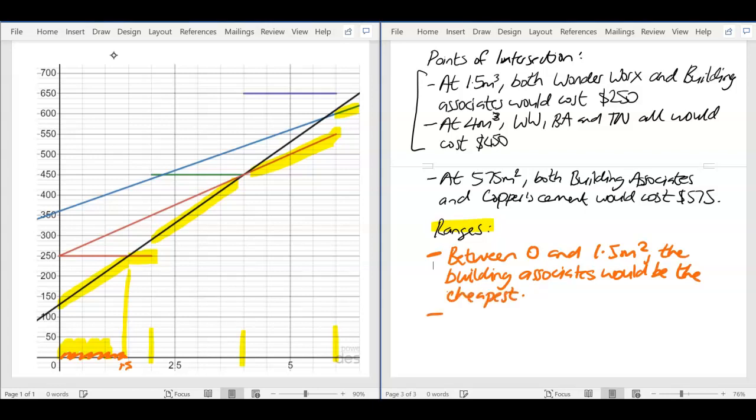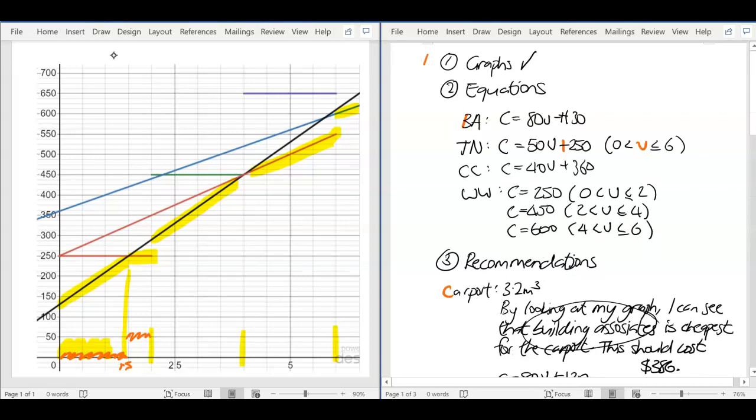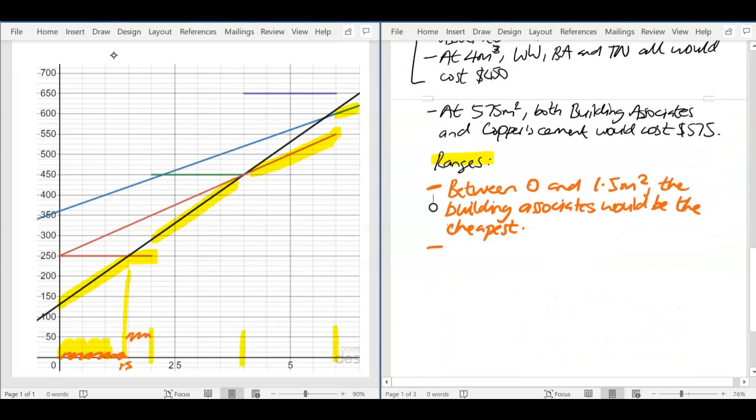We then carry on with our next portion. So we're back on the other graph. So between that 1.5 and 2 range, that is top notch. I think the step graph, let's quickly check from our equations. Yep. Oh, no, so that's Wonderworks. Good thing I checked. So Wonderworks is the cheapest for those ranges.